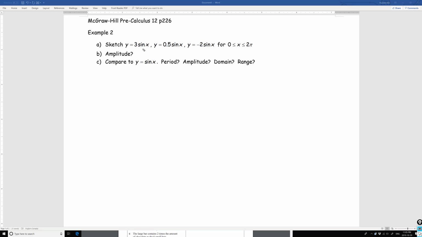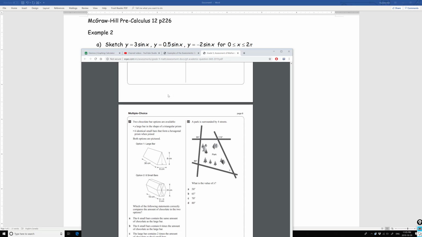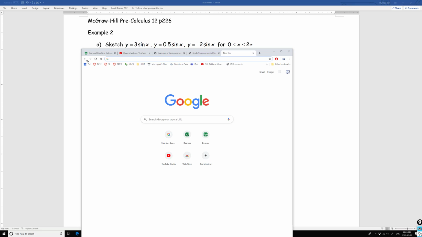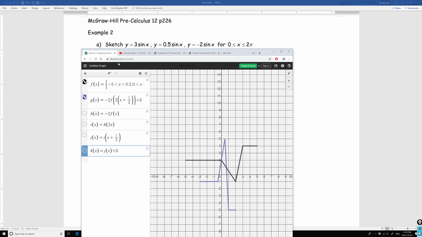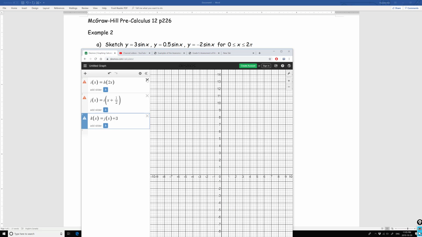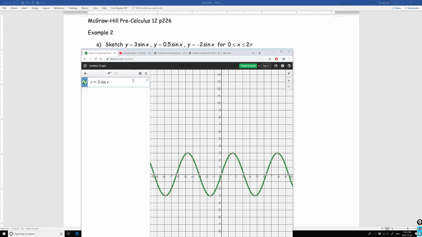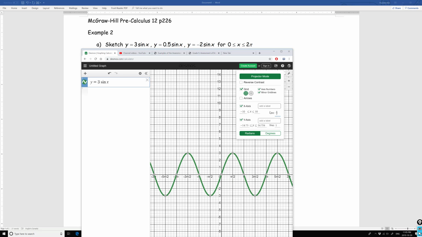Let's try A first. Let's begin with sketching y equals 3 sine x. So let's open up the Desmos here, and let's punch in y equals 3 sine x. As you can see here, we're talking about radian mode. I'm going to change the window settings to step pi, or pi over 2.